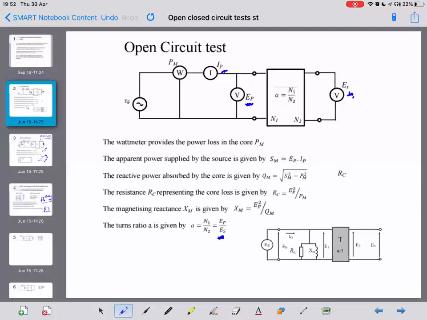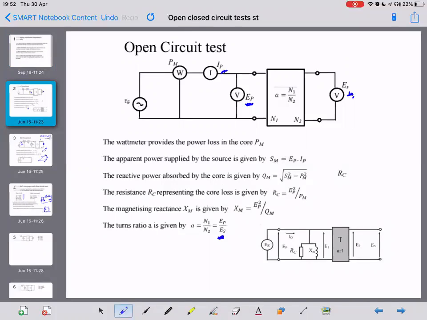So here's our circuit, open circuited on the secondary with a voltmeter connected to measure the secondary voltage. We've got a voltmeter on the primary side to measure EP, an ammeter to measure the current, and a wattmeter to give us the power. So the wattmeter will give us PM, the power dissipated in the core. The apparent power we can find from EP times IP.